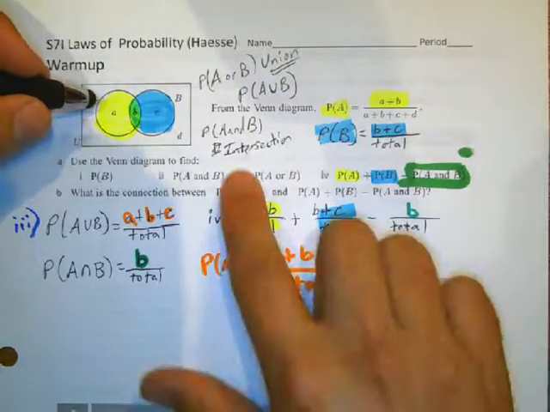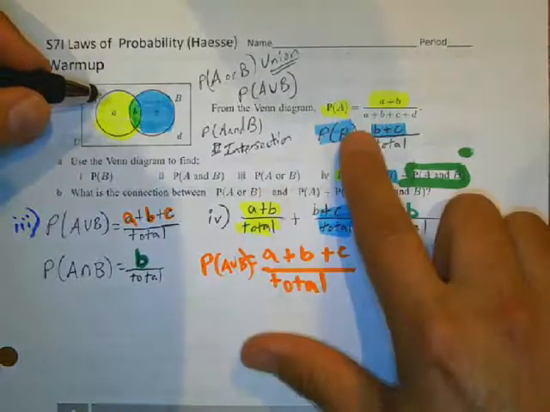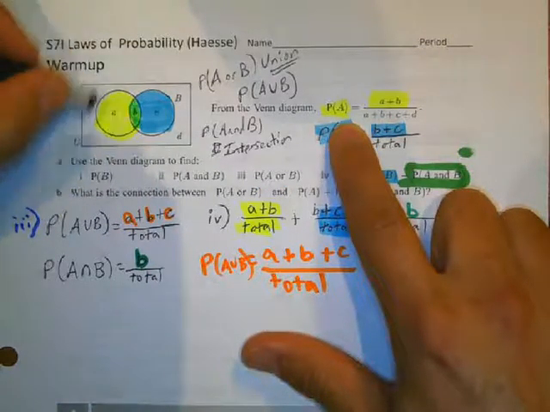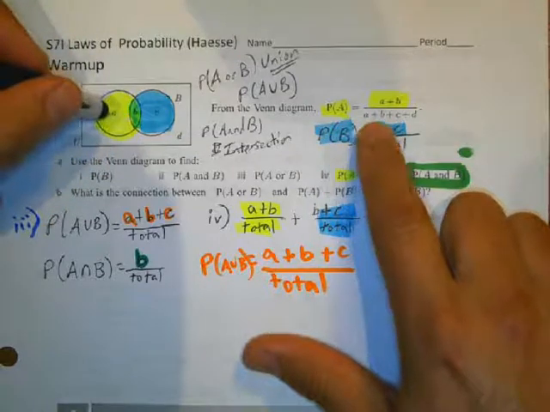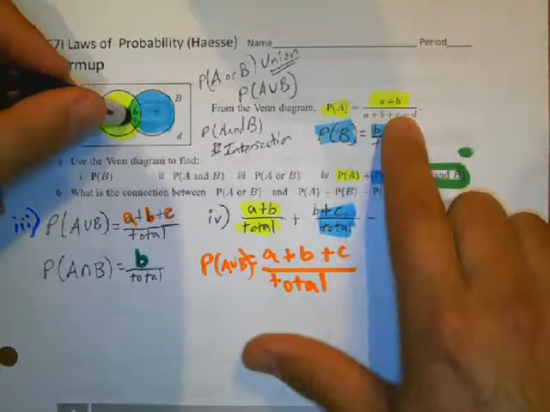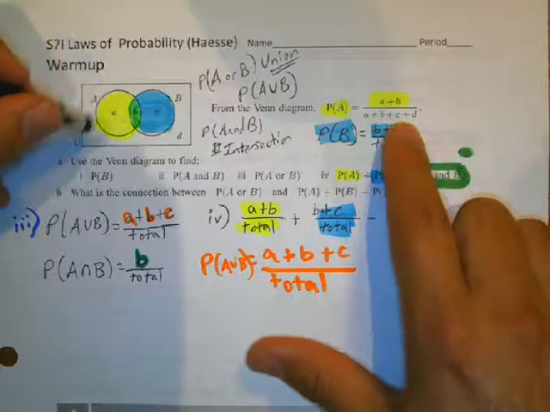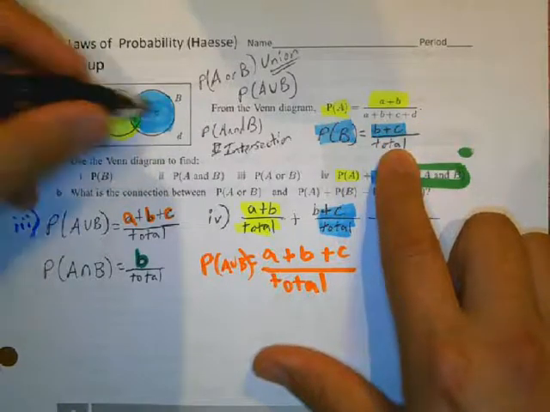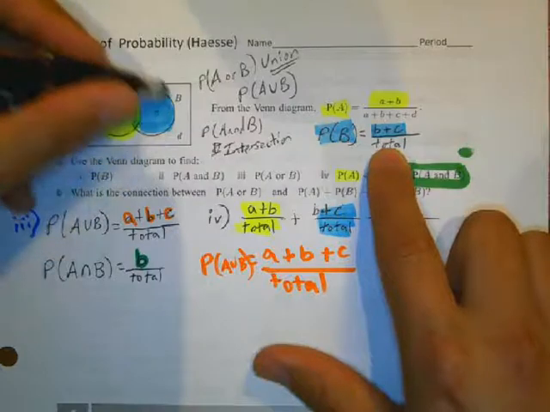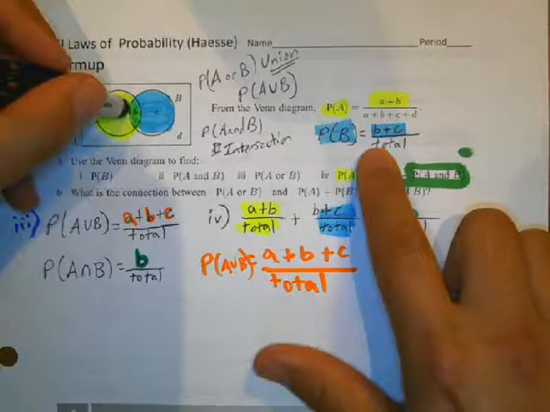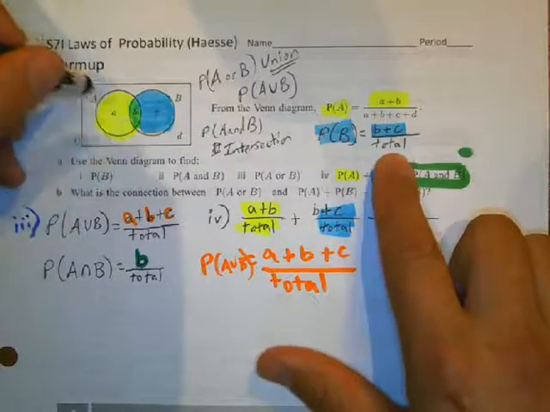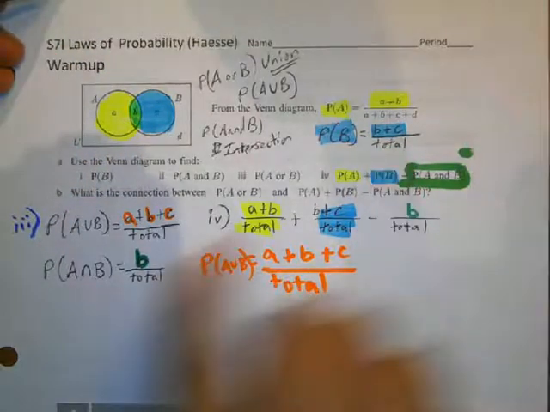Let's first start off with the probability of being in circle A, being inside the yellow region, which is region a plus region b over the total. The total is a plus b plus c plus d. Now the probability of being in region B, the blue circle, is lowercase b plus lowercase c over the total. Now we were just talking about the union.